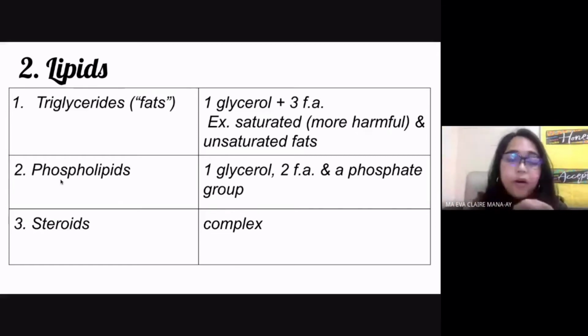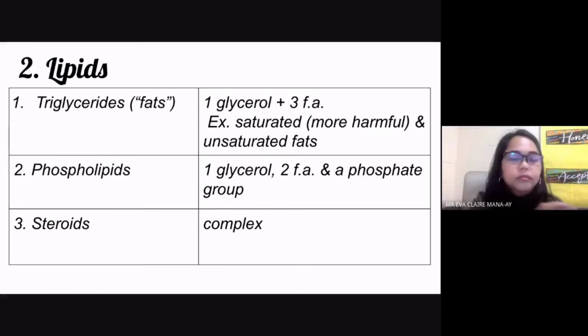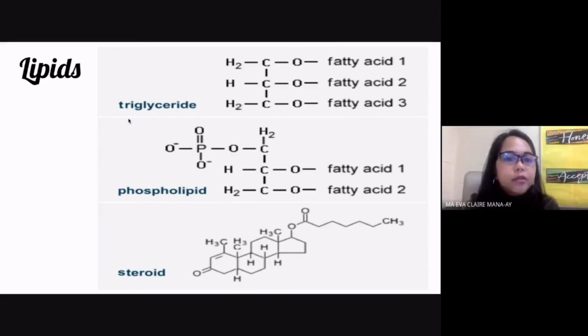Now, this here, of course, is the structure that you find in your cell membrane. So the plasma membrane, the cell membrane, would be made of phospholipids. And of course, your steroids here are a more complex form of lipids. We are going to the different structures of these after this slide. Okay, now we go to the different structures that we have.